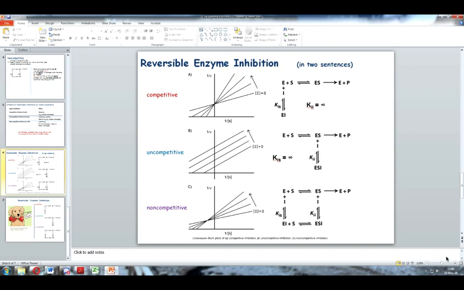Now do this other comparison for me. What do uncompetitive and non-competitive have in common? The second and the third. Not the graph, but the schemes on the right. What do uncompetitive and non-competitive have in common? They both bind to ES. They both can bind to ES, right? Where competitive definitely doesn't. Okay. So what do they have in common in the graph?